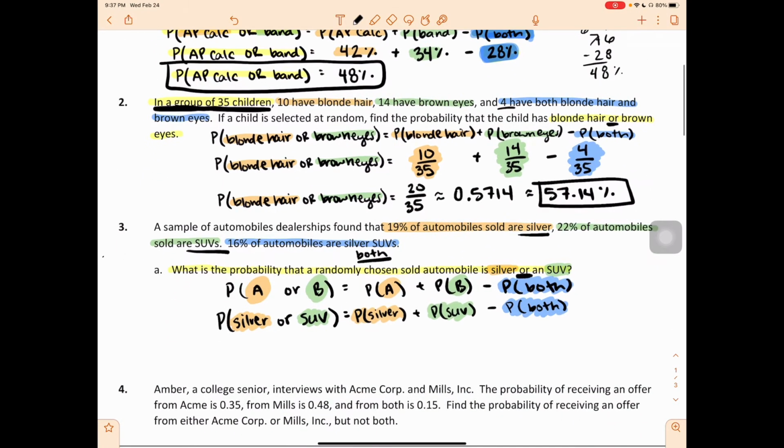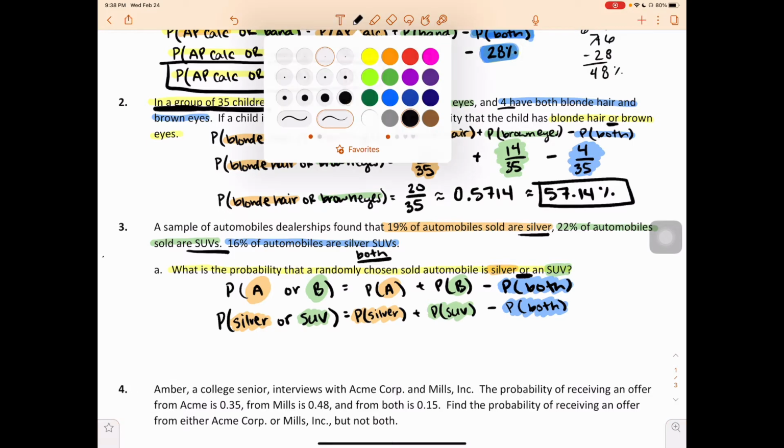And again, if I were to think about all the automobiles there that are silver, one of those automobiles could be an SUV, right? Same thing here. If I were to look at all of the SUVs that are there in the lot, one of them or more could be silver. So that's why we have to subtract out the possibility of it being both, because they are double counted here and here. Any silver SUVs are counted here underneath the probability of an automobile being silver, and any silver SUVs are counted here under the probability of it being an SUV. So that is why we have to subtract out the probability of both of them.